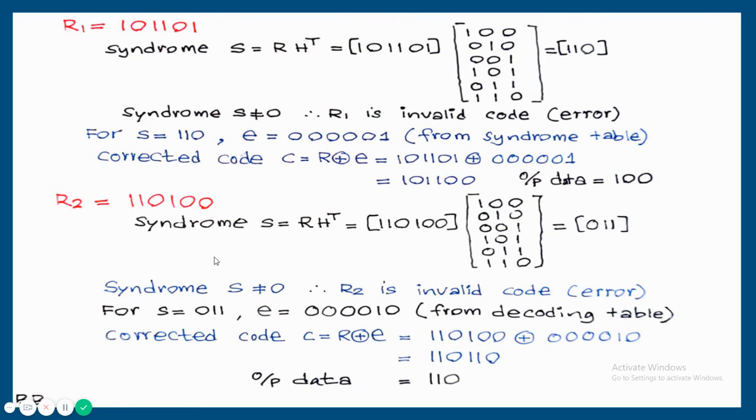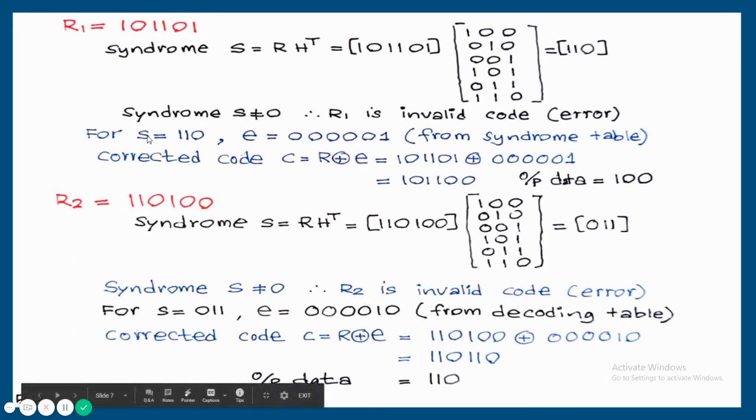From the previous syndrome table, for the syndrome 011, the equivalent error pattern is 000010. So this error pattern is going to XOR with the received code. We will get the corrected code, and the corrected code is 110110. Rightmost 3 bits are data bits. So the final output will be 110.